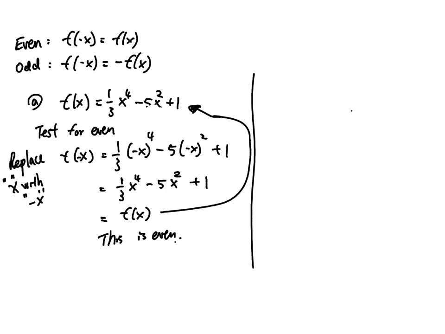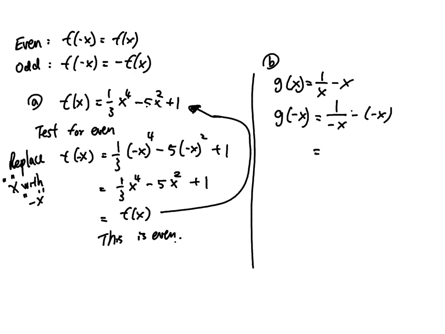All right, part B. g of x equals 1 over x minus x. So plugging in g of negative x, both even and odd start out with negative x. Plugging in negative x, you get 1 over negative x minus negative x. This is the same as negative 1 over x plus x. Now, this right here is definitely not even because they're not the same. So this is not even.